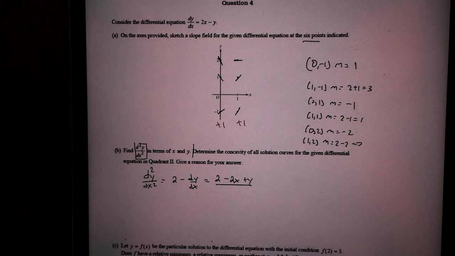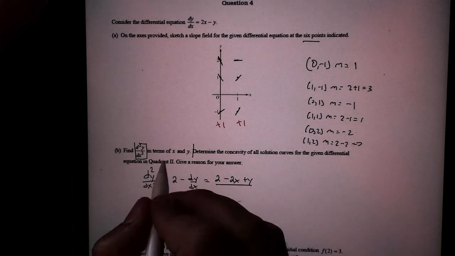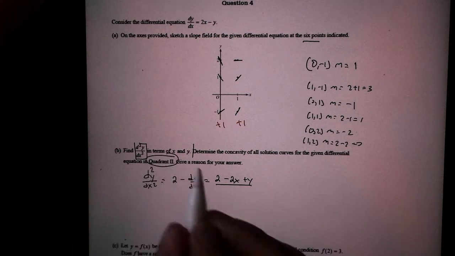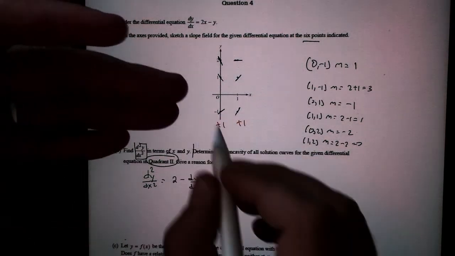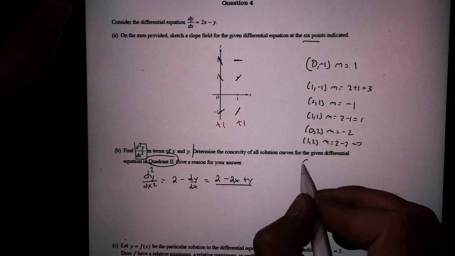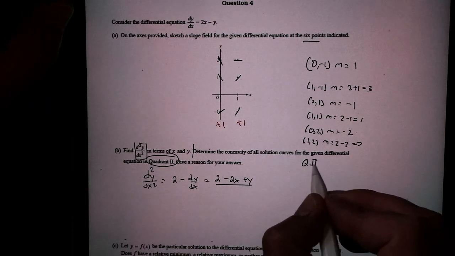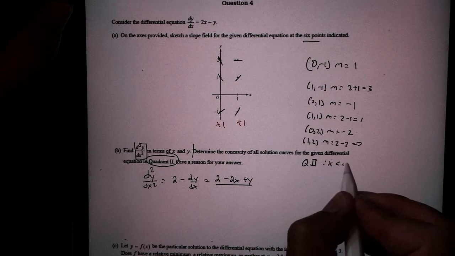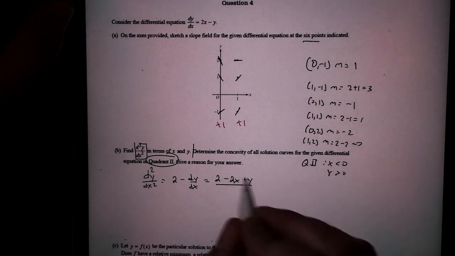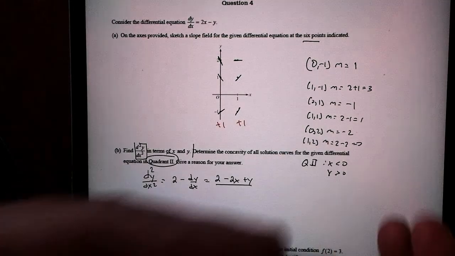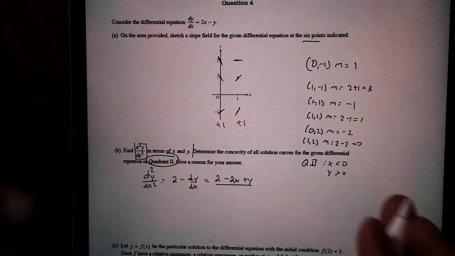Alright, now let's see what they say. Determine the concavity of all solutions for the given differential equation in quadrant 2. And then it says give a reason for your answer. In quadrant 2, here's what I know about the signs. All of my x's are negative. All of my y's are positive. So I can plug that in. Now, it's not going to equal 0, so 0 cannot be an option, so keep that in mind.